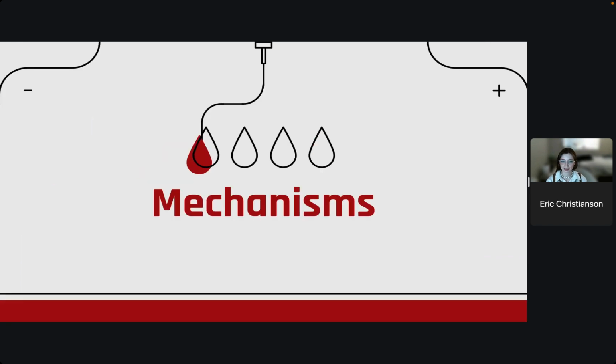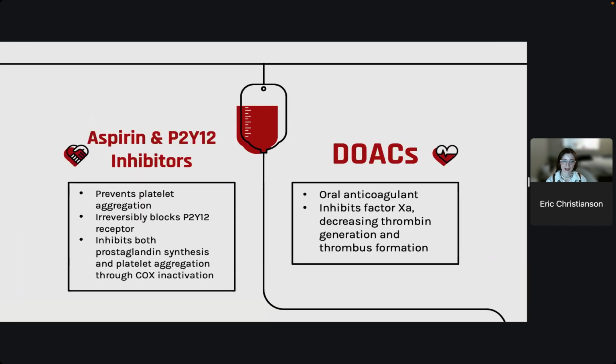So what are the mechanisms? As you may already be aware, aspirin and P2Y12 inhibitors prevent platelet aggregation. P2Y12 inhibitors irreversibly block P2Y12, versus aspirin inhibits both prostaglandin synthesis and platelet aggregation through COX inactivation. DOACs, on the other hand, are oral anticoagulants that inhibit factor Xa, which decrease thrombin generation and thrombus formation.